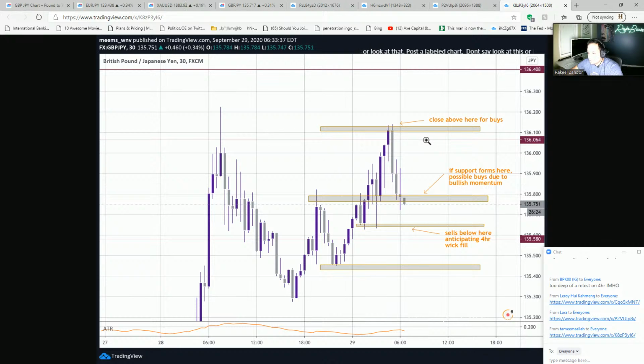I just noticed we have different 4-hour candles. Yes, because we have different liquidity providers. There's nothing you can change that. If support forms here, possible buys to bullish momentum. Sells below here.